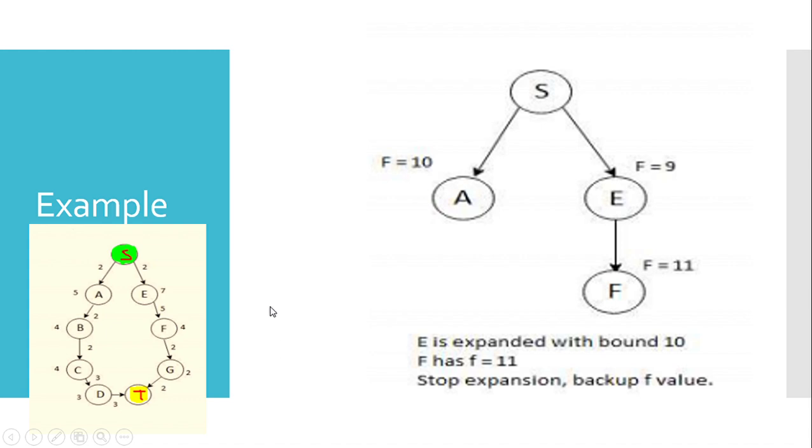We have calculated the cost of F like S to E, E to F. Path cost is 2 plus 5, that is 7. And the heuristic cost is 4. So total cost of F is 11.